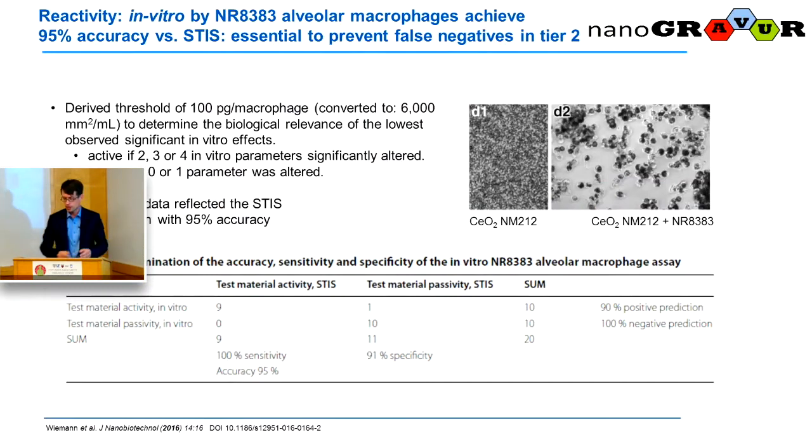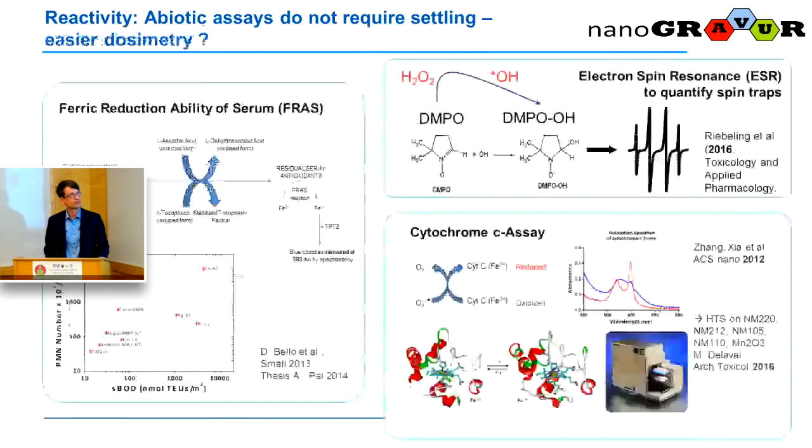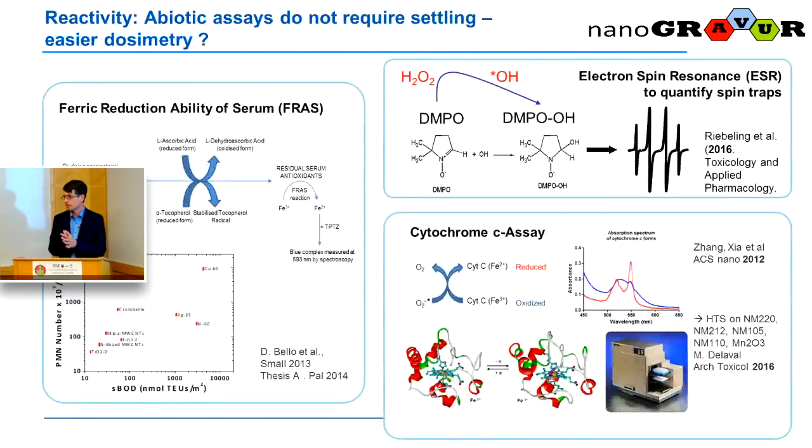So this macrophage assay is one of the cornerstones of the tier 2 extrinsic properties. But maybe in some cases materials don't sediment, or you don't know if they are truly available to the cells. So these abiotic assays might be interesting. And we looked at 3 of them in more detail.